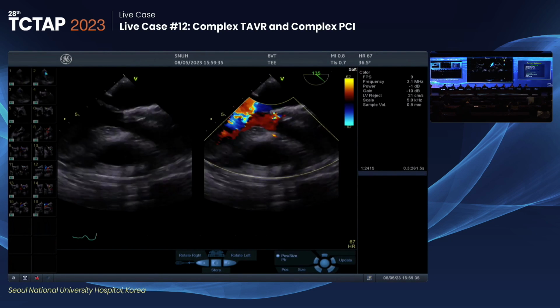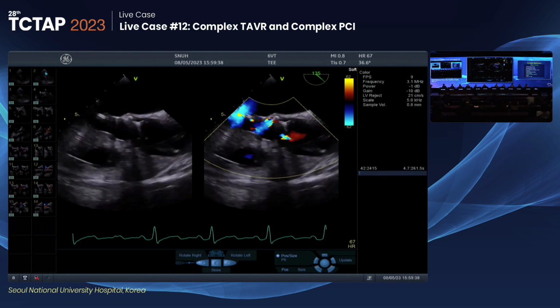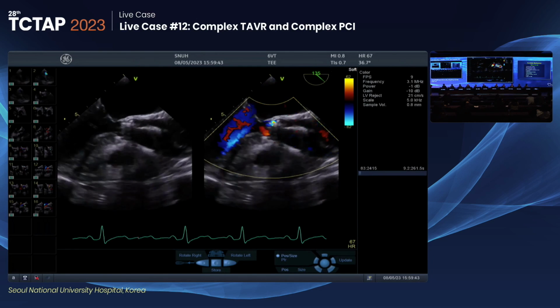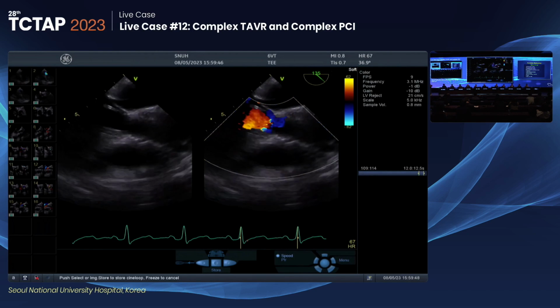Give us the color, please. Still a small leak there. But yeah, I think we need an aortogram to see how much improved it is.